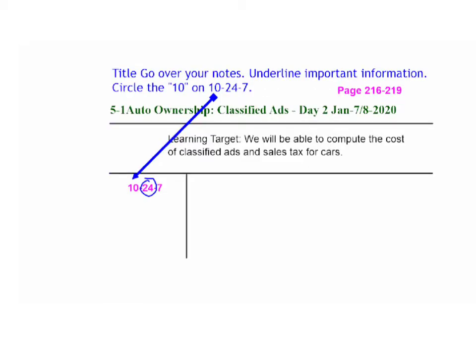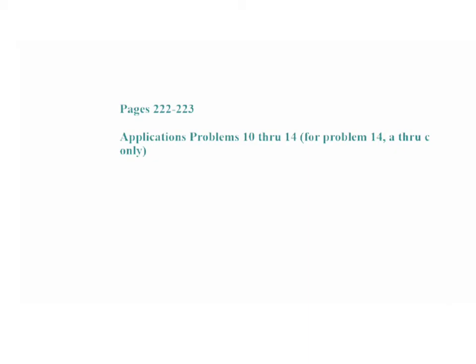Go over your notes, underline what's important, and circle the 10. I have the 24 circled here for some reason. Don't ask me why. On your journal, here is our assignment. It is application problems 10 through 14. On 14, it's just A and B only. That is number 25 on our assignment list modules.